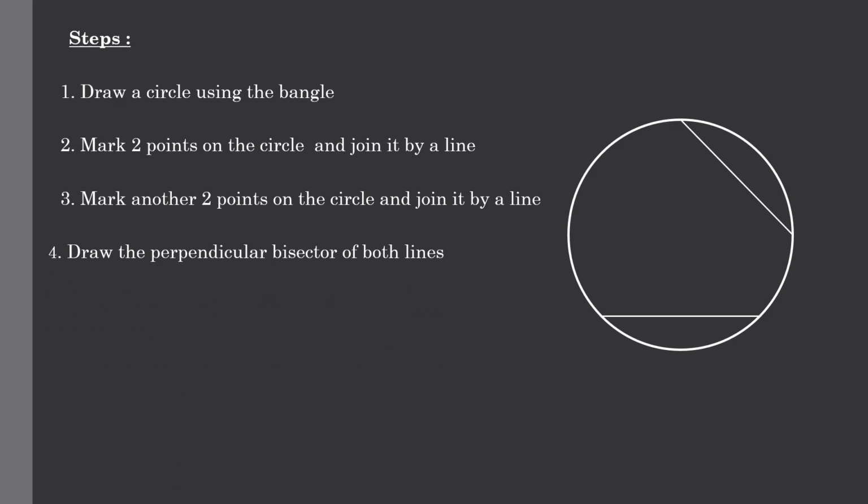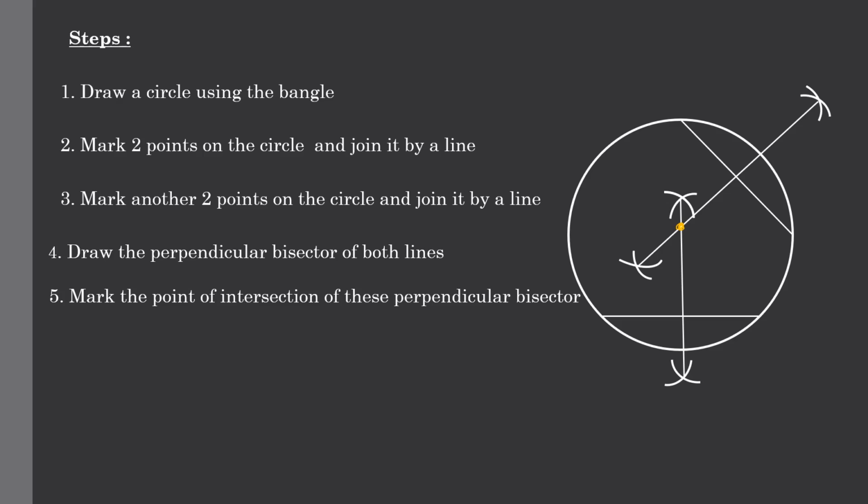So we are marking the arc from both the ends and join it by a line. And for the second line also, we are marking the arc and then joining it by a line. See what you have obtained. You got a point of intersection, isn't it? Yes. So mark the point of intersection of these perpendicular bisectors.